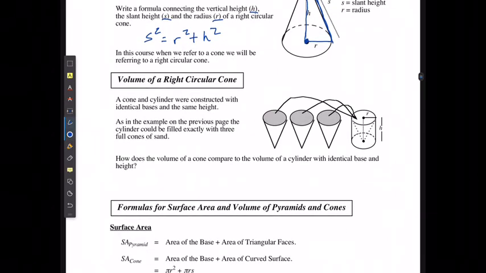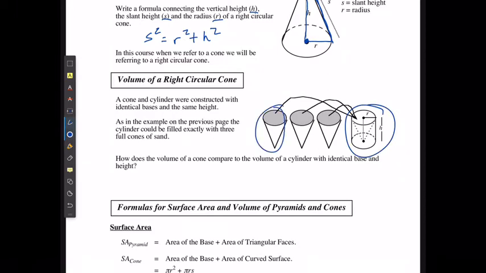The volume of a right circular cone is the exact same process as if I had a cylinder with the same base compared to the cone, just like what we had with the pyramids. How does the volume of a cone compare to the volume of a cylinder? The volume of a cone is equal to exactly 1/3 the volume of a cylinder with the same dimensions.